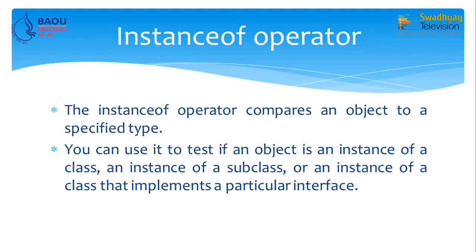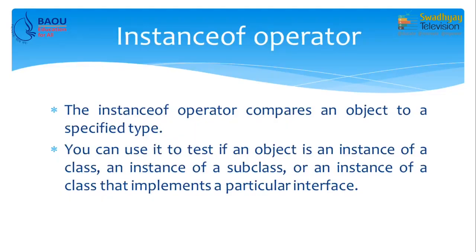The next operator is the instanceof operator. Now, the instanceof operator compares an object to a specified type. Remember, here we are not interested in value, but we are interested in type. For example, we have class A and we have objects x and y. So, we can say x is of type A and y is of type A irrespective of the value that is stored inside x and y. So, for this type of comparison, where we are interested not in the value but the type of the operand, we can use this instanceof operator.